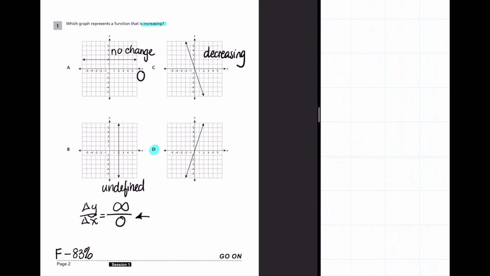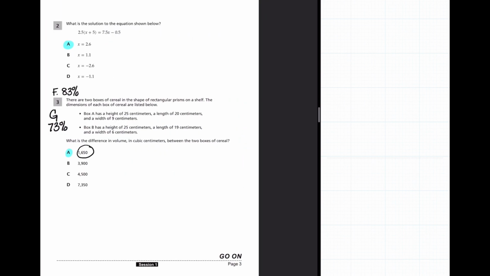and D is the only one that shows an increase in slope, and it also passes our vertical line test. I could make a vertical line and it would only hit in one place. Let's go to the next one. What is the solution to the equation shown below?